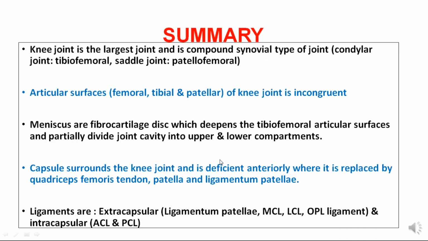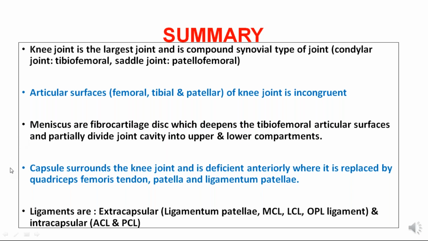Now at the end, let's do the summary of the lecture. Knee joint is the largest joint and is a compound synovial type of joint, with the tibiofemoral joint of the condylar type and the patellofemoral joint of the saddle variety. The articular surfaces of the knee joint are incongruent. The menisci are fibrocartilaginous discs which deepen the tibiofemoral articular surfaces, increasing the congruency of the articular surfaces, and also partially divide the joint cavity into upper and lower compartments.